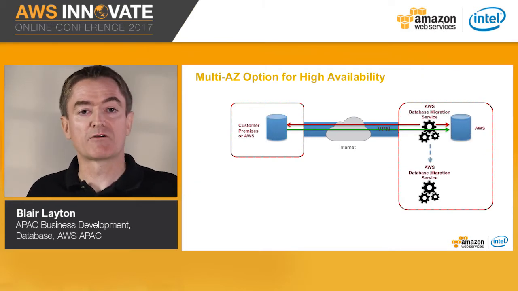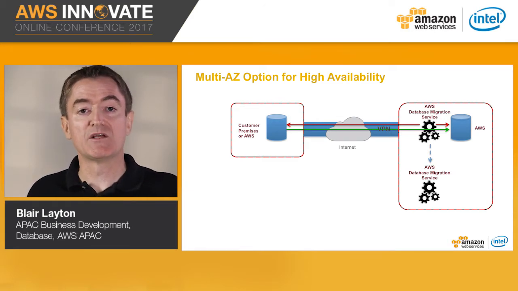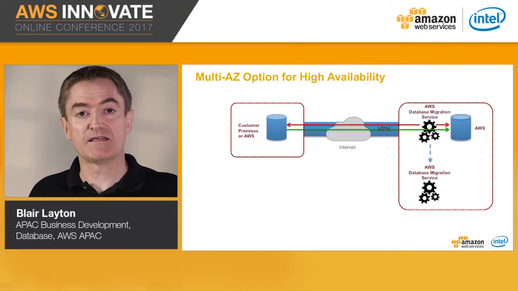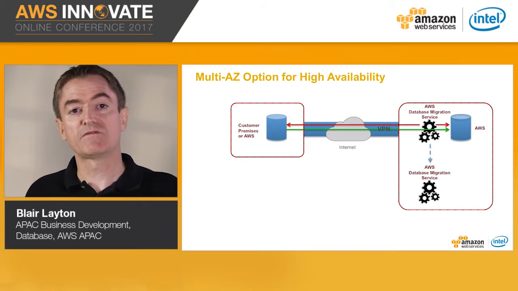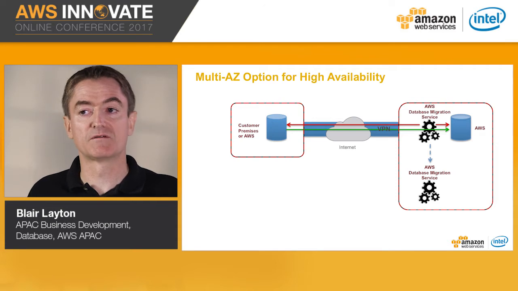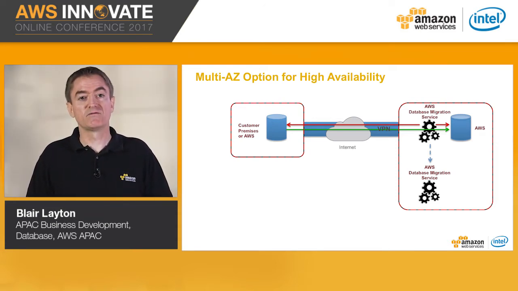If you have a critical migration or you want to run data replication continuously, then using DMS with the multi-AZ option is right for you. It works just like the previous slide with a single AZ, but if something goes wrong with the primary DMS instance, then DMS will fail over to the secondary and continue the respective migration tasks. This is very similar to how RDS multi-AZ works, if you're familiar with that.